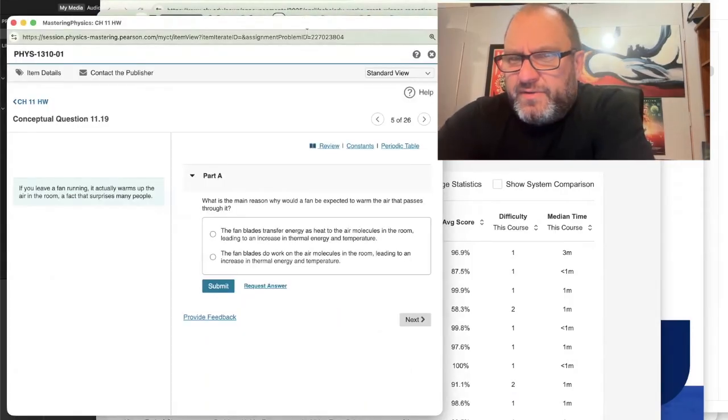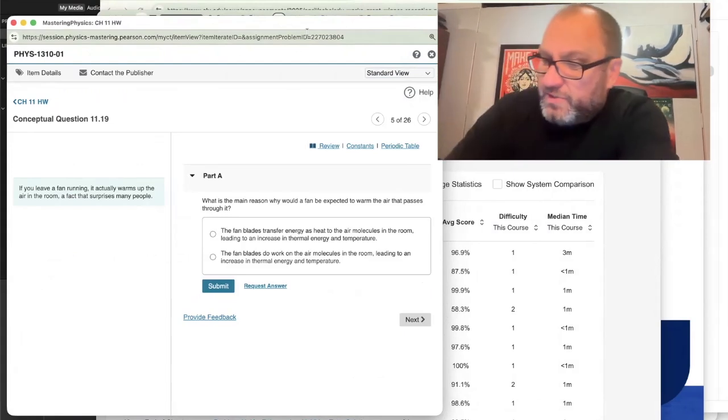Oh, this is a good one. I love this question. If you leave a fan running, it actually warms up the air in the room, a fact that surprises many people. That is true. And here's the reason why.